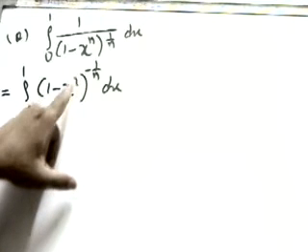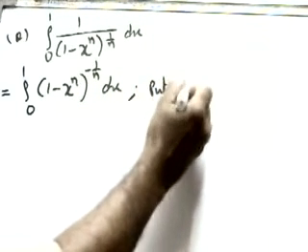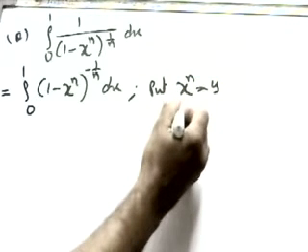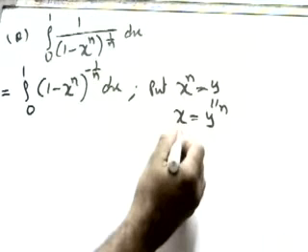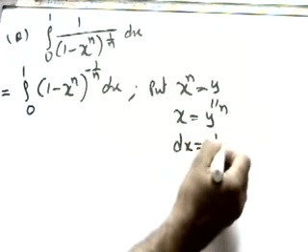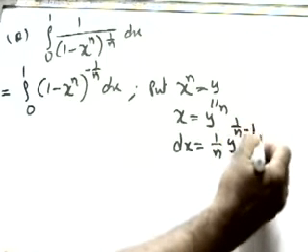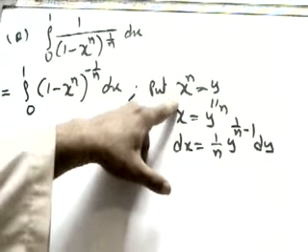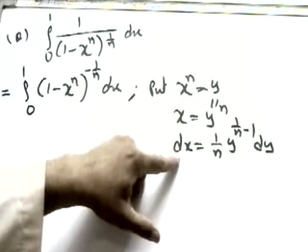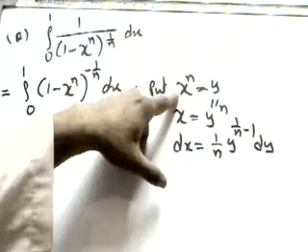Now we have to put x power n as y. I'm writing here: put x power n equals y. So the value of x will be y power 1 by n. Now you differentiate this: d by dx of x power n is n into x power n minus 1, this is dy. So let me change the question. In place of x power n, we can write y. In place of dx, we can write like this. And there's no change in the limits.